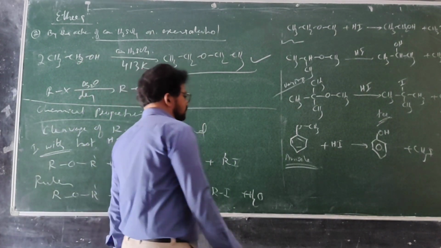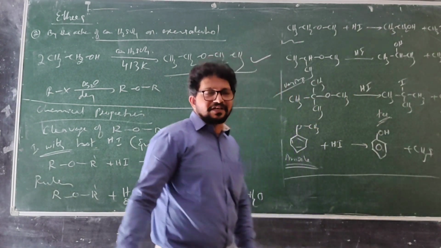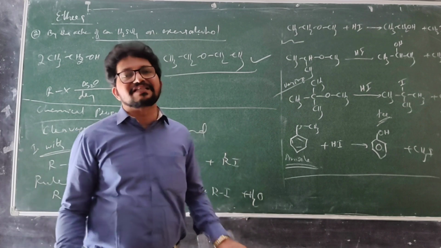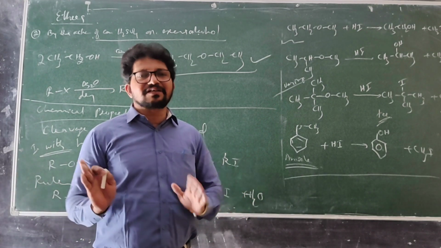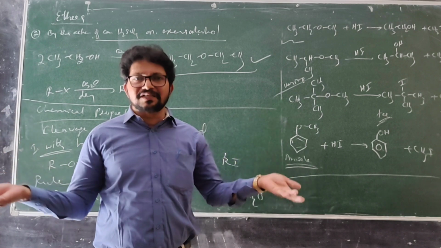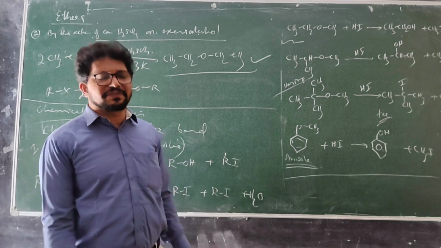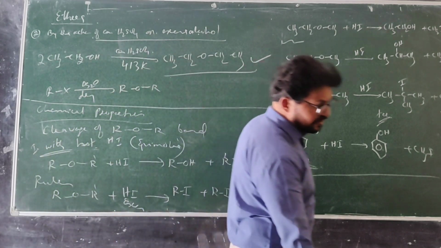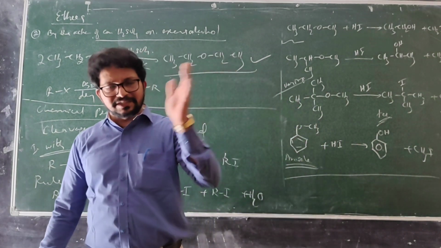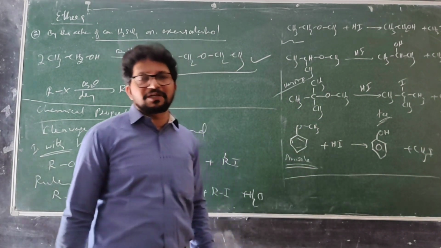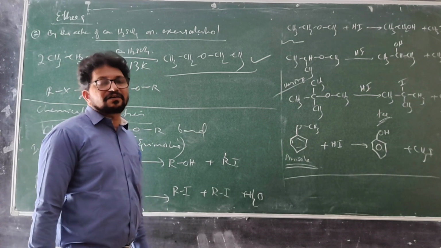Then, ethers undergo substitution reactions, free radical substitution, because ethers are somewhat similar to alkanes: ethane, diethyl ether, propane. They are all comparable. Hydrogen atoms of the alkyl groups can be substituted by halogens, chlorine. They give mixtures of monochloro products, dichloro products, and polyhalogen compounds in free radical chlorination.